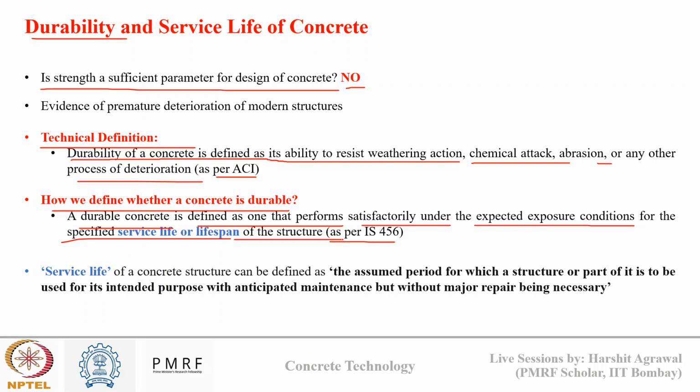So both these definitions are defining the same thing. They are defining the durability of concrete but from different angles. The first definition, given by ACI, talks about what durability means, that is resistance to weathering action, whereas the second definition, given by the Indian standard, talks about the response of concrete to this weathering action as the definition of durability.